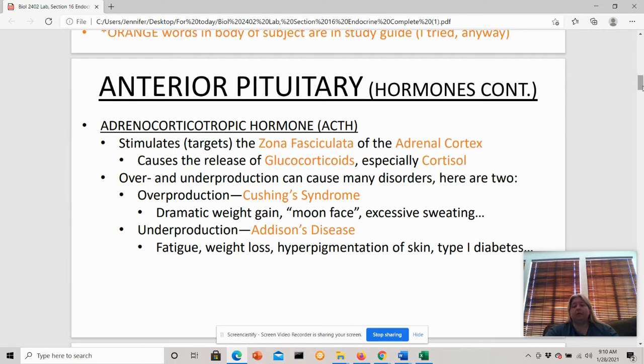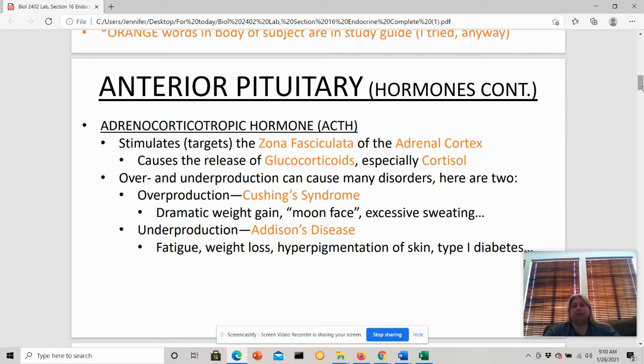So the adrenal cortex is just part of the adrenal gland, and the zona fasciculata is just a section of the adrenal cortex. But what adrenocorticotropic hormone does is it causes the release of glucocorticoids, especially cortisol. There are, again, disorders associated with the over and underproduction. Overproduction can cause Cushing's syndrome.